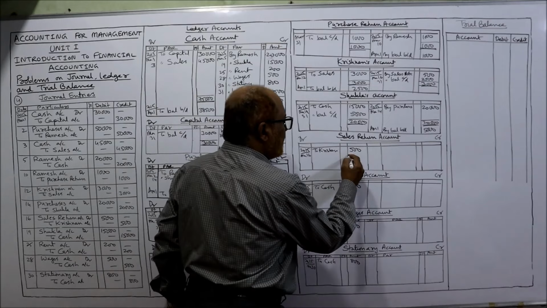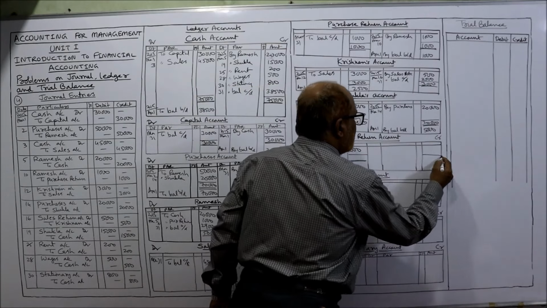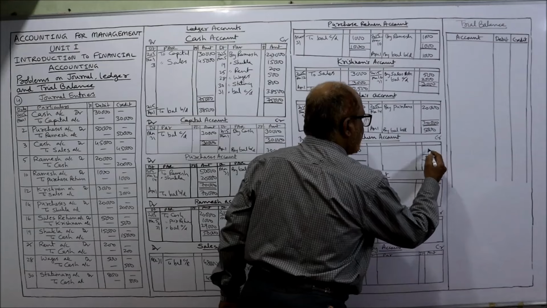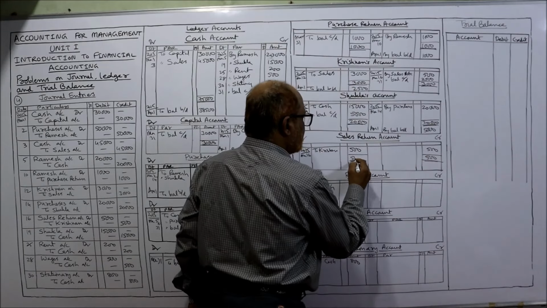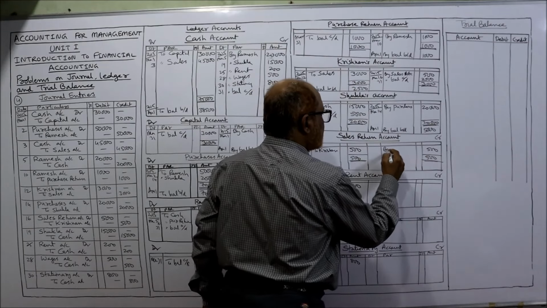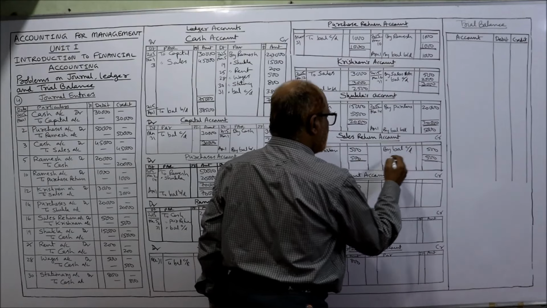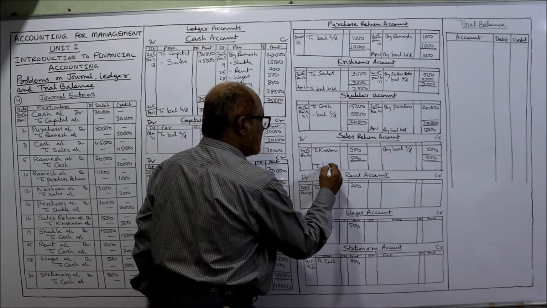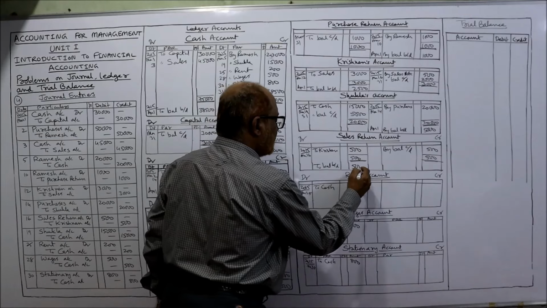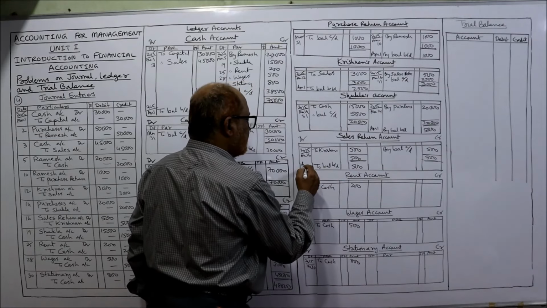Now sales return account. In the sales return account, only on the debit side we have 500. The same 500 I am taking. Right. So here, by balance carried down. Here on the debit side, to balance brought down 500. Right, this is April 1st.